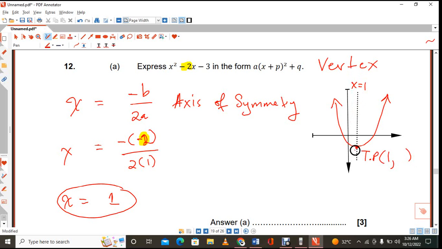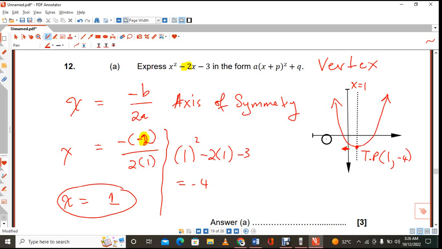Now, in order for me to find the value of y, I will have to take this value of 1 and substitute it into my original expression. So I'll be saying 1 squared minus 2 times 1 minus 3. This is going to be 1 minus 2, that's -1, minus 3 gives me -4. So that's the turning point.